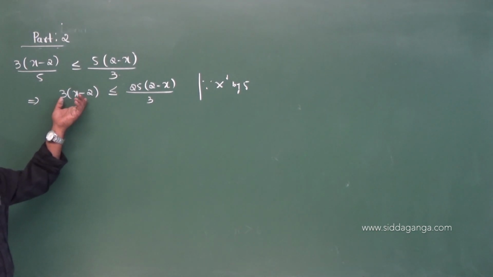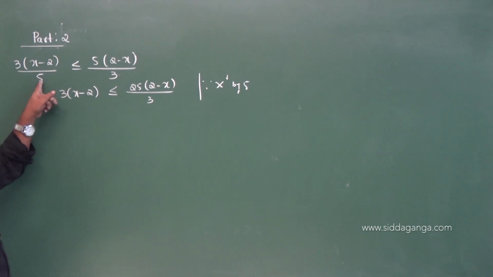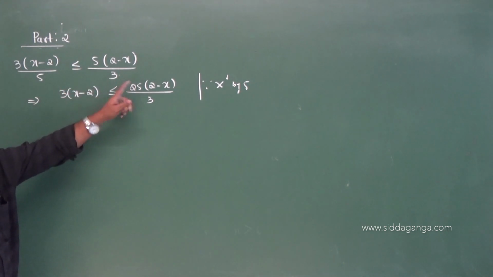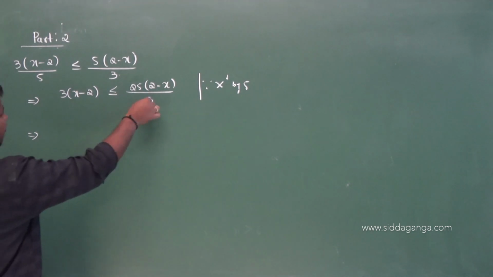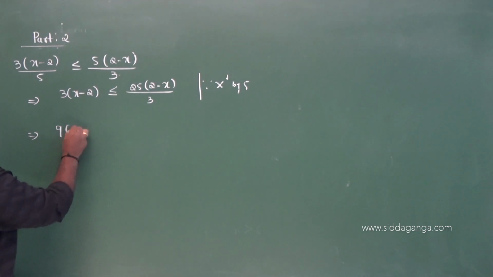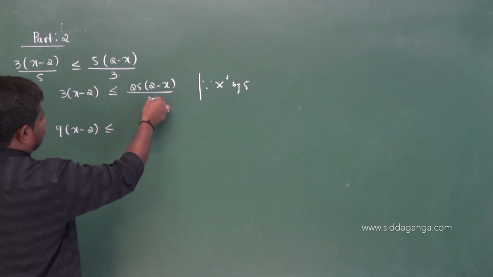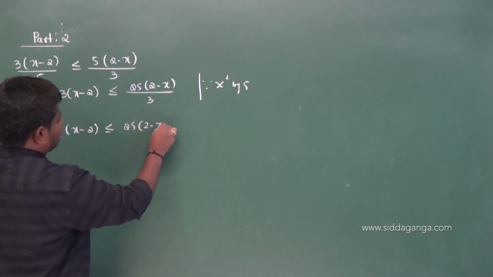Now from here onwards you can write directly multiplied by 5. So 5 gets cancelled. If you multiply by 5, 5 gets cancelled. Here 5 times 5 is 25. Okay. Now again here we have 3, multiplied by 3 on both sides. Here 3 times 3 is 9, 9 into x minus 2. So here you get what? 3 gets cancelled if you multiply by 3. So 25 into 2 minus x.